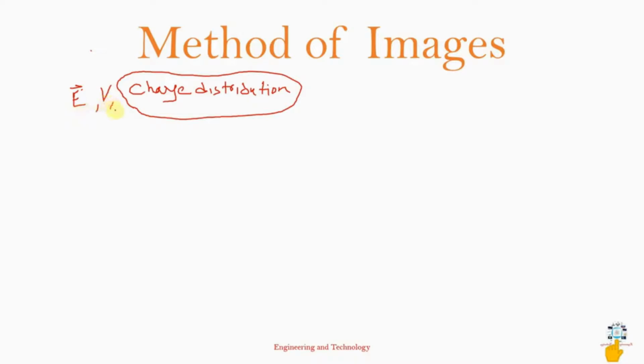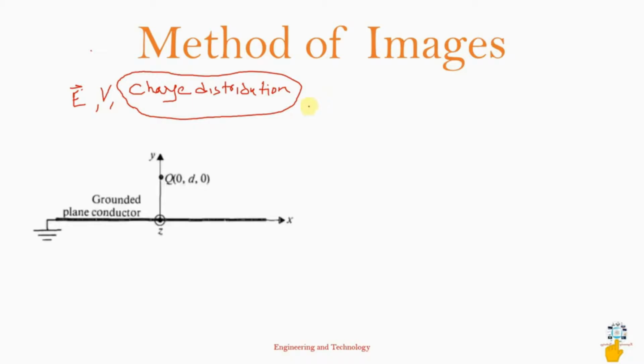So we have so many types of problems in which we cannot find out the charge distribution on the surface. If the charge distribution is unknown, it is very difficult to find out electric field intensity and voltage by using the Poisson and Laplace equations. So for those problems, we use the method of images. And one such type of problem is this one.